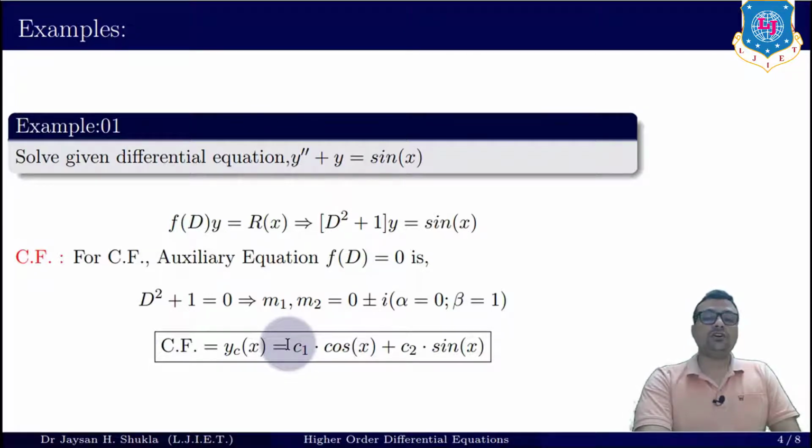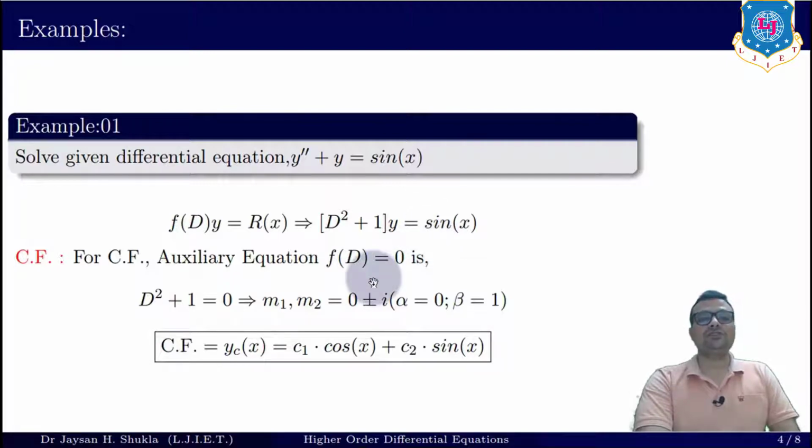This technique is also known as the method of Wronskians. In the solution, you will see why it is known as the method of Wronskians. Okay, so my given equation is y double dash plus y equal to sin x, and I want to find the general solution. So the first step is f(D) y equal to R(x). Considering it in operator form, it gives us (D square plus 1) y equal to sin x.